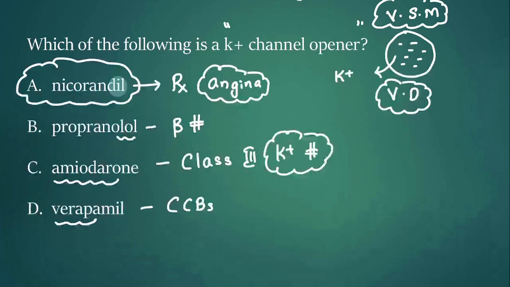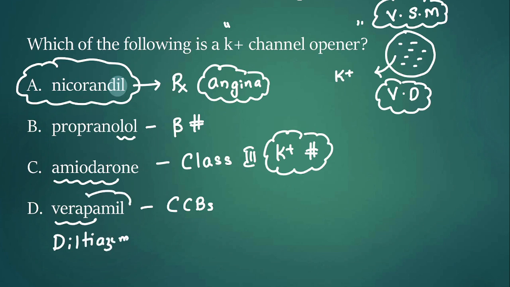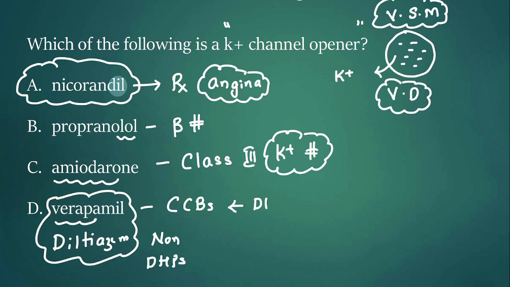So remember, verapamil and one more, diltiazem. These two belong to calcium channel blockers and they are called non-dihydropyridines. Then what are the dihydropyridines, which are called CCBs? Dihydropyridines end with dipine. What are the dipines? Can you tell me? Amlodipine, nifedipine, nitrendipine, like that. So the right answer is A, Nicorandil.